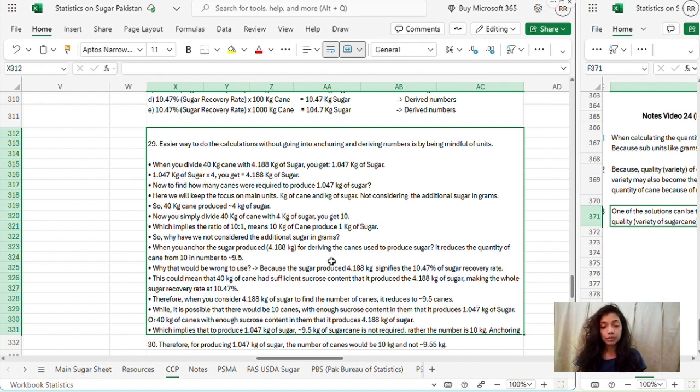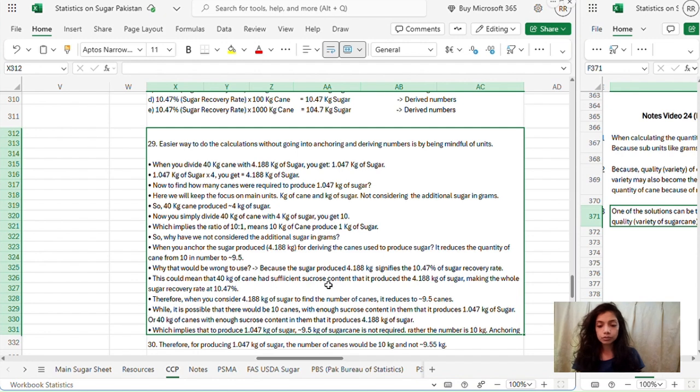And so when we calculate it in approximate numbers, that 10 cane is reduced to 9.5. Why? Because of the additional 188. So we are going to keep the main units, that is 4 and 10, intact for calculation and not consider the 188 grams additional. We will consider it once we have the data of the quality of cane, then we can consider the additional grams. But at this stage, since we don't have the data on the quality of cane, we cannot.